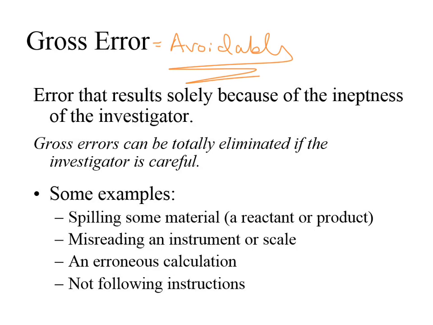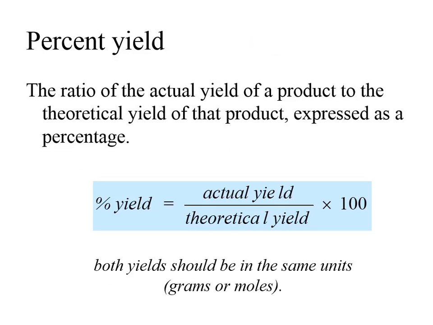So if you spill some of your material along the way, say you have a series of chemical reactions like you're going to do on Thursday, and you spill something here or there, then that's a gross error. It's not really terribly bad, but you're going to get lower yield than you should. If you misread a measuring device, if you make an error in your calculation, you don't follow instructions. But again, it happens to the best of us.